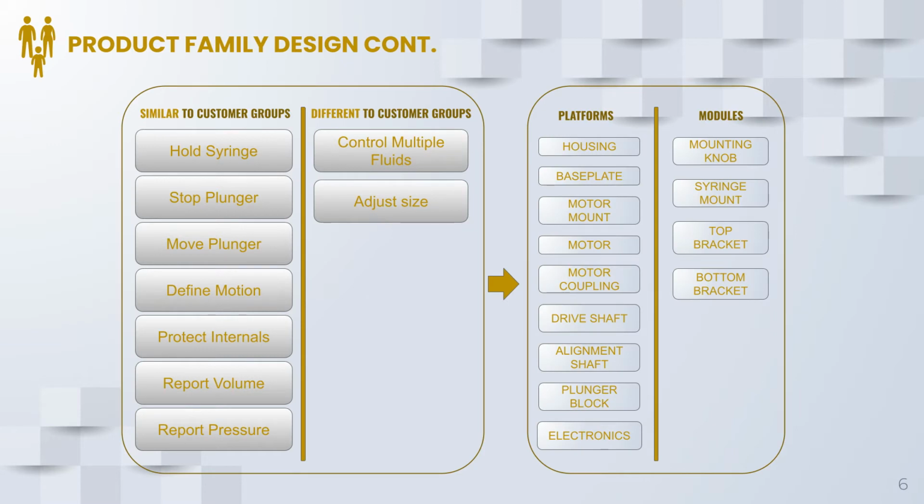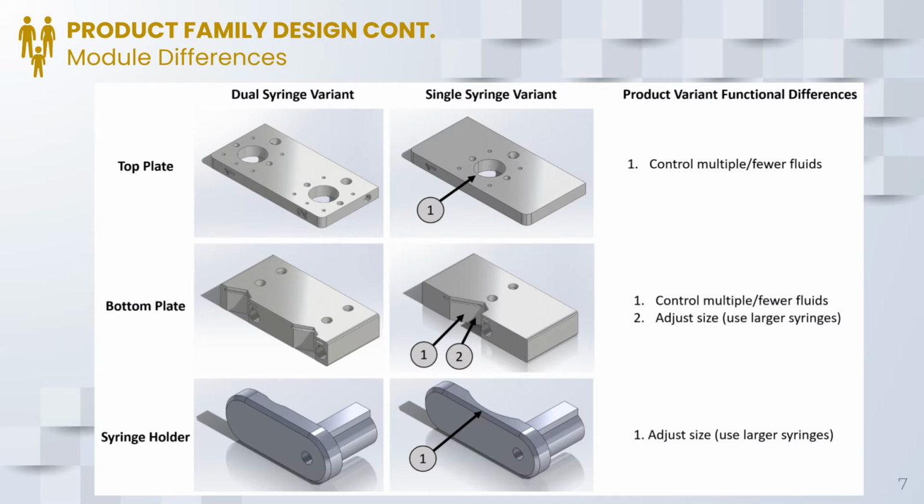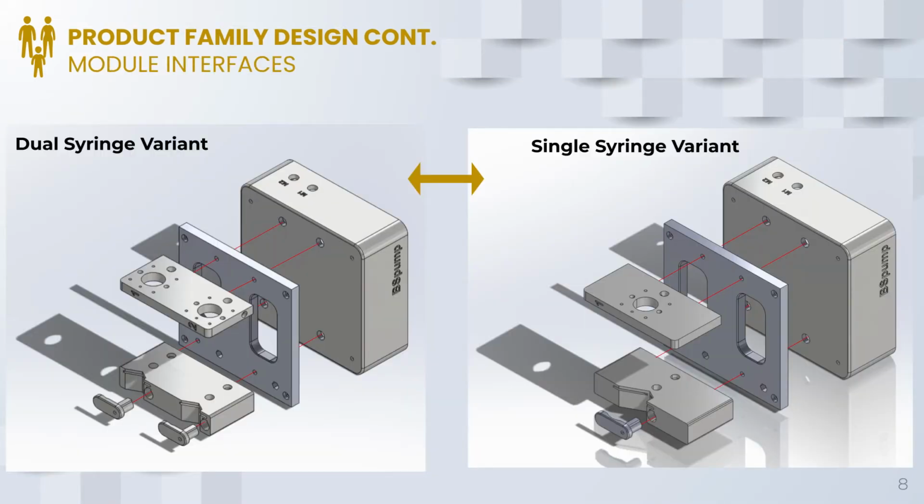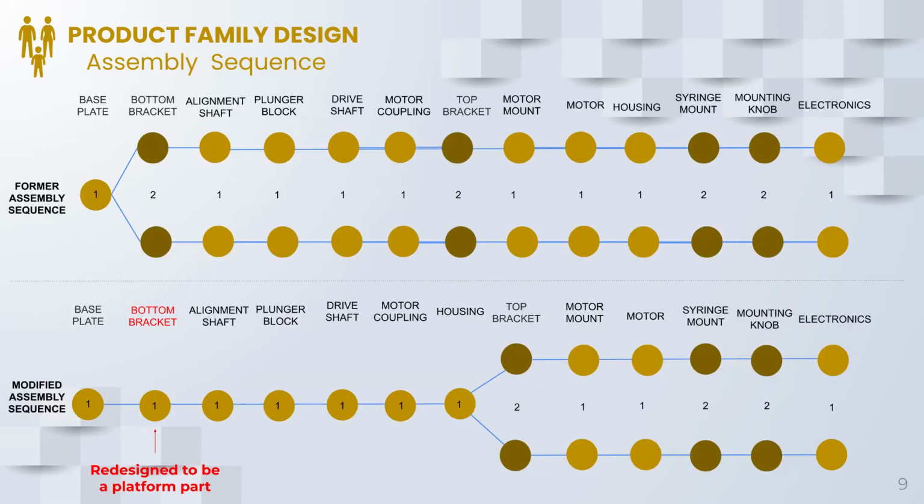As mentioned earlier, the two customer groups have different needs and demands. Namely, they may or may not need to control multiple fluids as well as accept larger syringes. Using the function component mapping matrix, we identified the module parts which will drive the product differences between the variants. As pictured on this slide, the different modules provide different functions to suit the different customer needs. Matching screw holes provide the common interfaces for these modules to secure to the base plate and the housing. Following the interim report, the bottom bracket was redesigned to become a platform part, allowing us to delay product differentiation. You'll see this part later in our presentation.